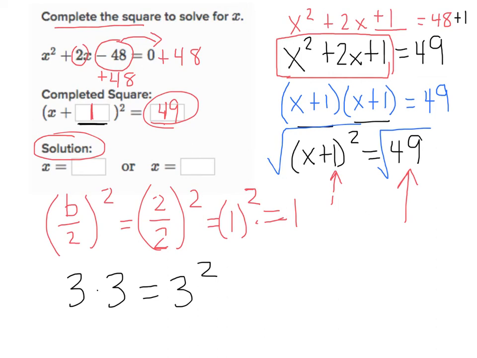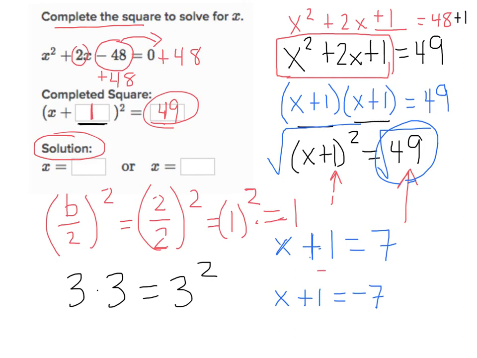And so I have x plus 1 equals, the square root of 49 is 7, but the square root of 49 is also negative 7, so I need to write two equations. x plus 1 equals 7, and x plus 1 equals negative 7, because the square root of 49 is 7 and negative 7. And now all I have to do is solve this equation, and that'll be one of my solutions. And I solve this equation, and that'll be the other solution.